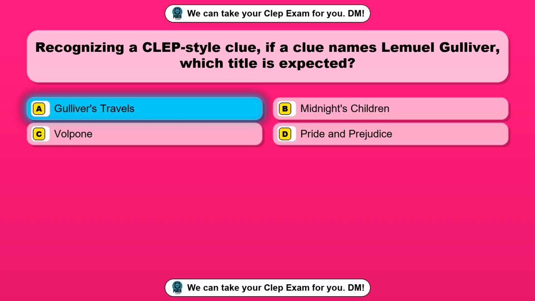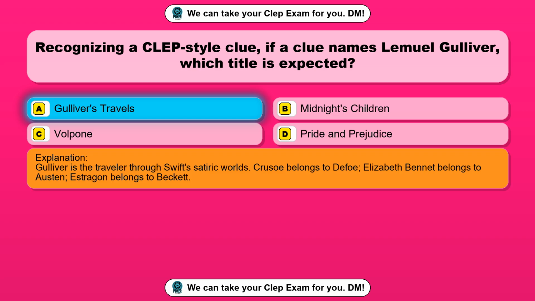Gulliver's Travels. Gulliver is the traveler through Swift's satiric worlds. Crusoe belongs to Defoe, Elizabeth Bennet belongs to Austen, Estragon belongs to Beckett.